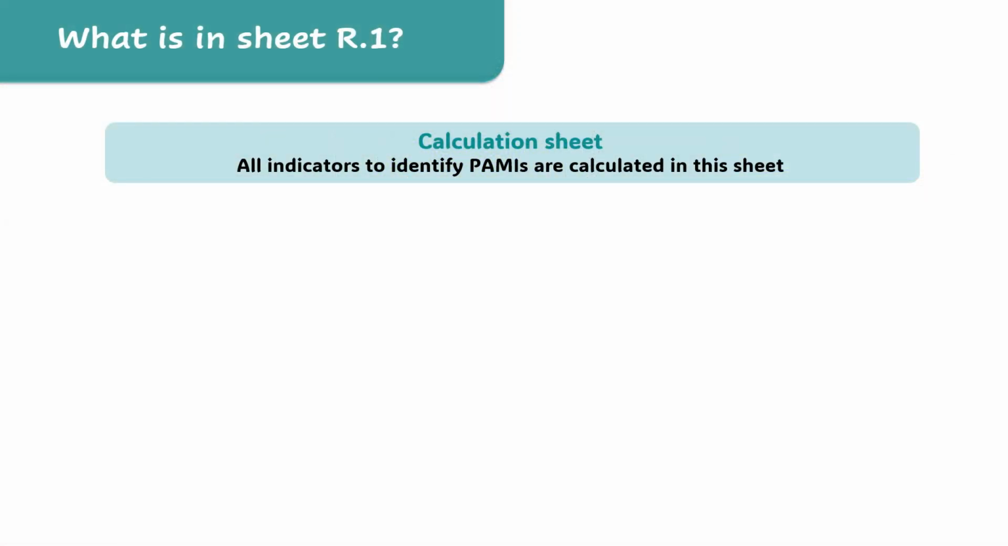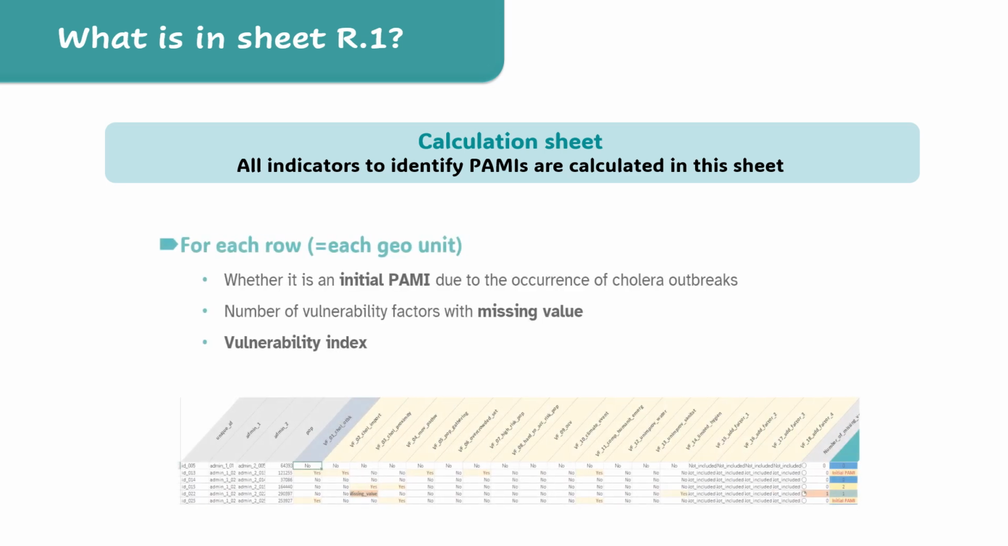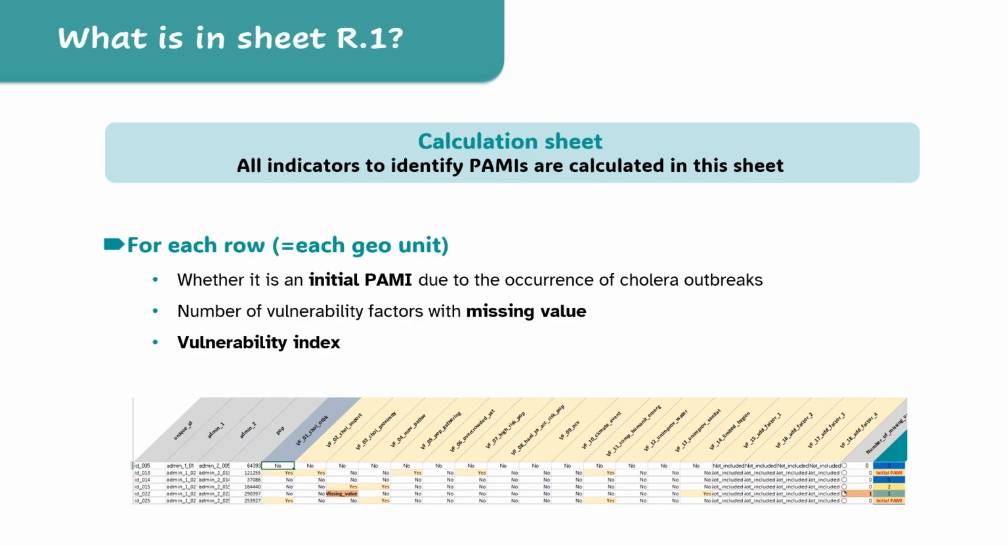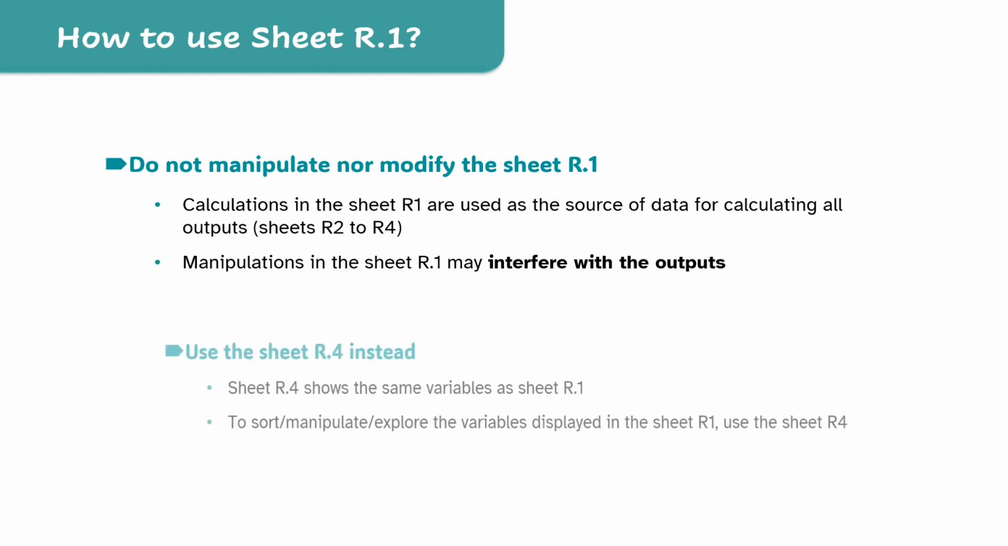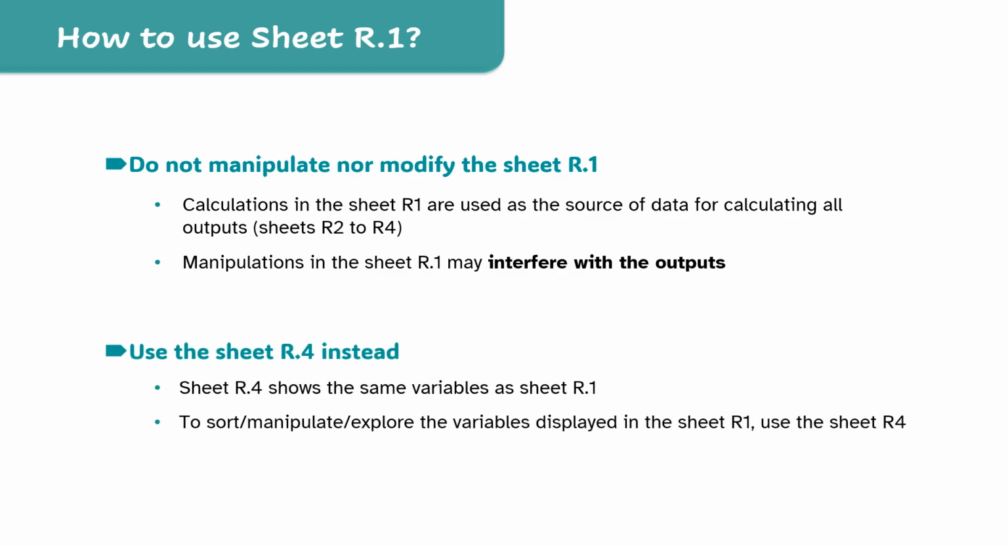Sheet R1, Vulnerability Index Calculation, is a calculation sheet where the following is assessed for each geographic unit of your dataset: whether it is a PAMI based on the occurrence of confirmed cholera outbreaks in recent years, the number of vulnerability factors with missing value, and the vulnerability index. As R1 is a calculation sheet, we recommend you do not manipulate the outputs displayed in sheet R1 in order not to interfere with the calculations. Instead, sheet R4 of the PAMI Excel tool, Table PAMI Export, shows similar outputs and can be manipulated as needed.